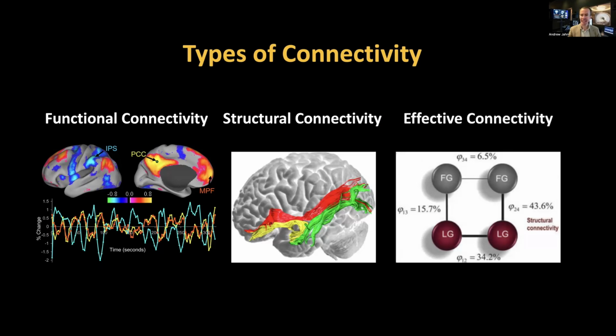And then we also have effective connectivity. You can think of this as SPM's dynamic causal modeling, in which you try to determine whether the activity in one region of the brain has a causal or modulating effect on the activity in another distinct part of the brain. It's difficult to do.